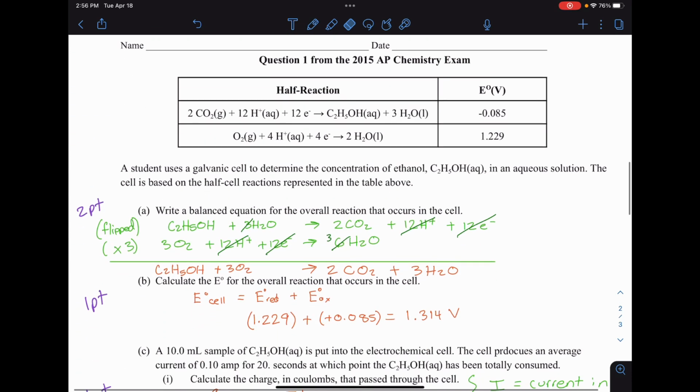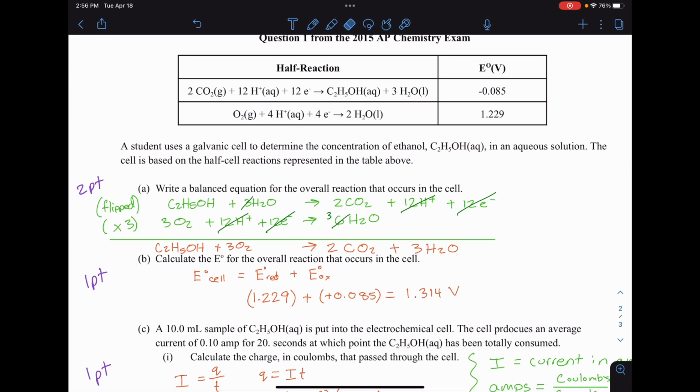All right, next question. A student uses a galvanic cell to determine the concentration of ethanol in an aqueous solution. The cell is based on the half-cell reactions represented in the table above. So this galvanic cell, describing it as a galvanic cell, tells you that this is a spontaneous reaction. So that tells you specifically which one of these reduction reactions should be flipped as the oxidation.